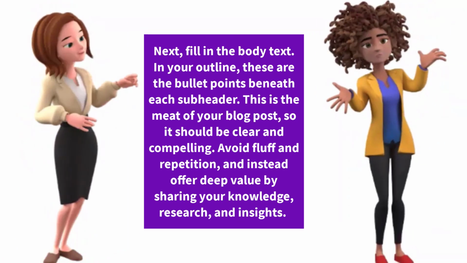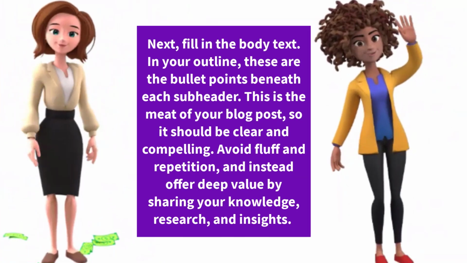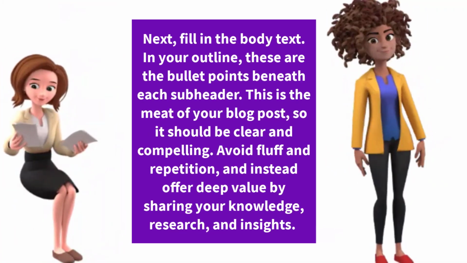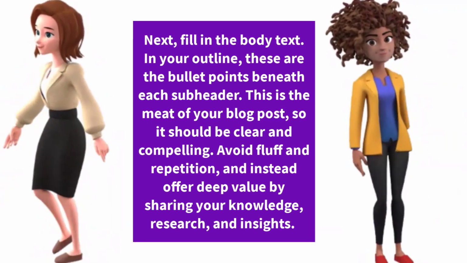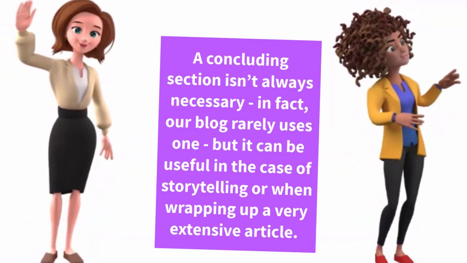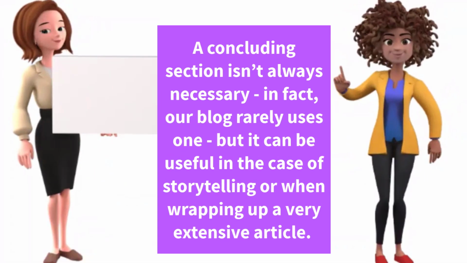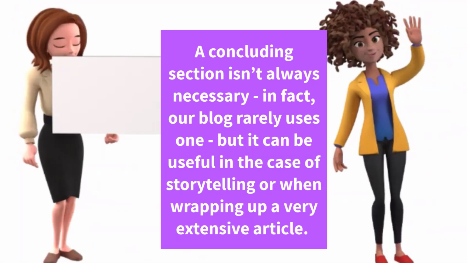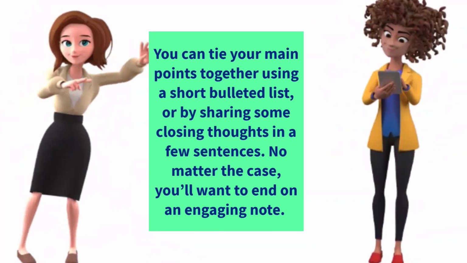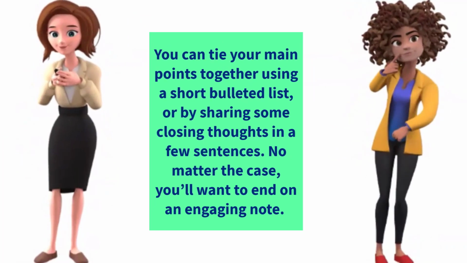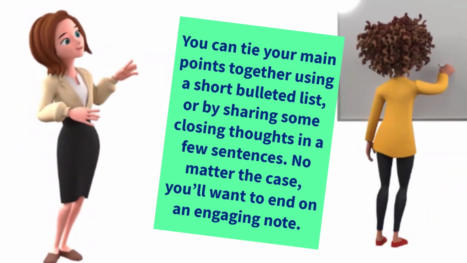Next, fill in the body text. In your outline, these are the bullet points beneath each subheader. This is the meat of your blog post, so it should be clear and compelling. Avoid fluff and repetition and instead offer deep value by sharing your knowledge, research, and insights. A concluding section isn't always necessary. In fact, our blog rarely uses one, but it can be useful in the case of storytelling or when wrapping up a very extensive article. You can tie your main points together using a short bulleted list, or by sharing some closing thoughts in a few sentences. No matter the case, you'll want to end on an engaging note.